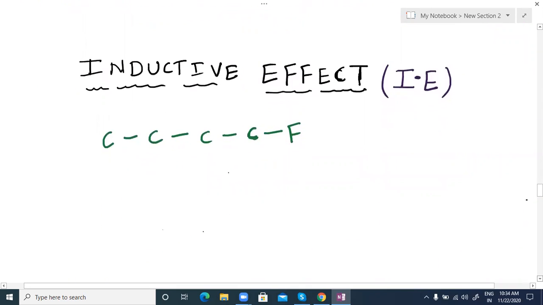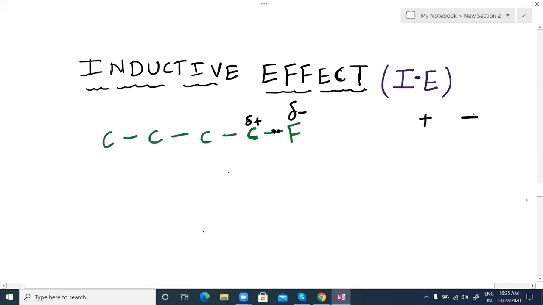We can see here that F is a more electronegative atom compared to carbon. The remaining bonds are also there; carbon has 4 bonds, I didn't write them right now. F is the most electronegative atom in the periodic table, so the bonding electrons are pulled towards fluorine. That's why these electrons are present near the fluorine. Due to that, fluorine gets a partial negative charge, and due to the loss of electron density near the fluorine, the carbon gets a partial positive character.